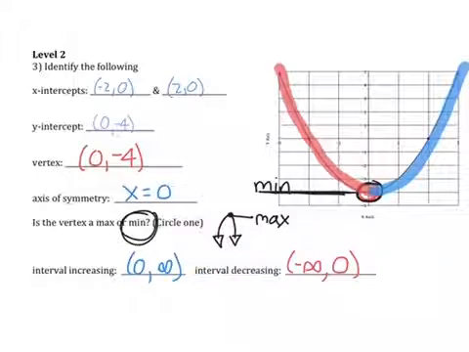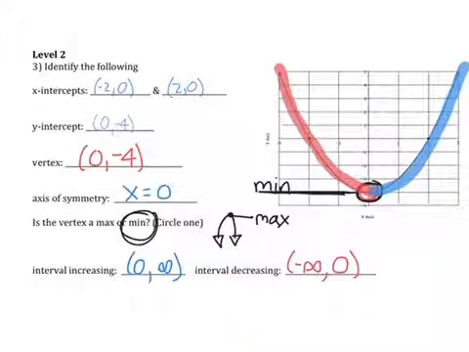So if you notice, our vertex is very important because that x value of your vertex is going to be, well, the x value of your vertex. It's going to be x equals for your axis of symmetry, and it's going to be the point where your increasing and decreasing intervals split around.